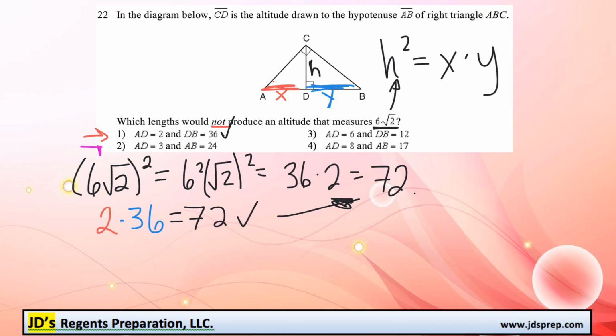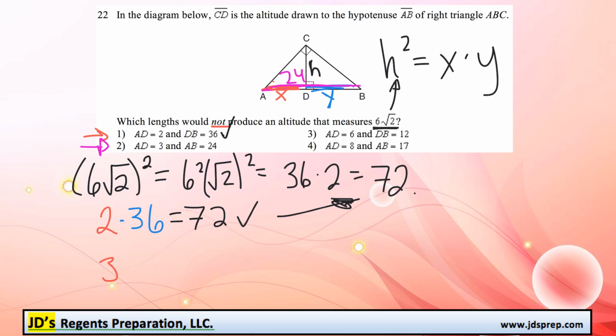Let's now take a look at option number 2. That one says the length of AD is 3, and that the line from A to B is 24. So that's the whole distance across. So if the whole distance across is 24, and we know the x distance is 3, we could take 24 minus 3 to get the y distance.